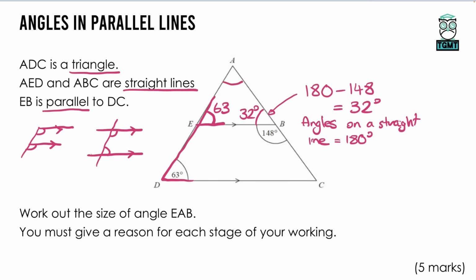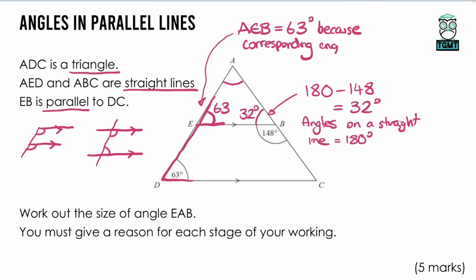Now next to that, I would want to label it as well. You can write this in a nice written proof down the bottom. You can say angle AEB equals 63 and write your reason next to it, or you can just label it near the diagram. So I'll write it as you could down below: AEB equals 63 degrees because corresponding angles are equal. And there we go, there's another reason and another angle that we found.